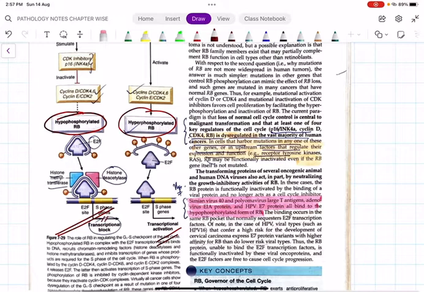I remember 2 years back a question was asked in a PG entrance exam: which of the following is responsible for the normal non-occurrence of retinoblastoma? One of the options was hypophosphorylated RB, another hyperphosphorylated RB. The answer is hypophosphorylated RB, because hypophosphorylated RB won't cause cell cycle progression.